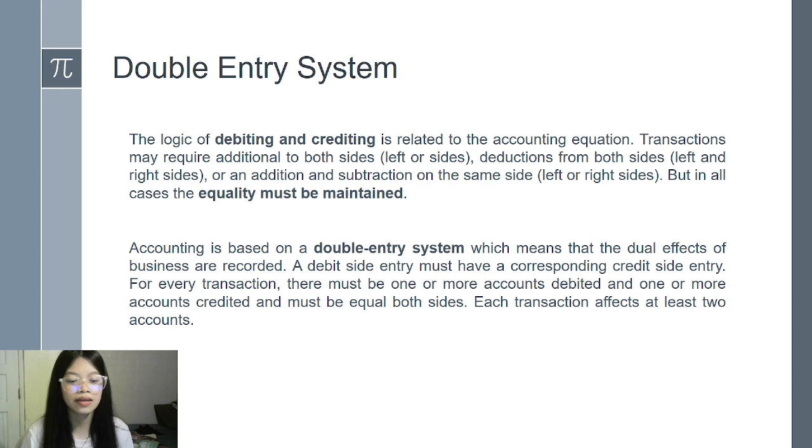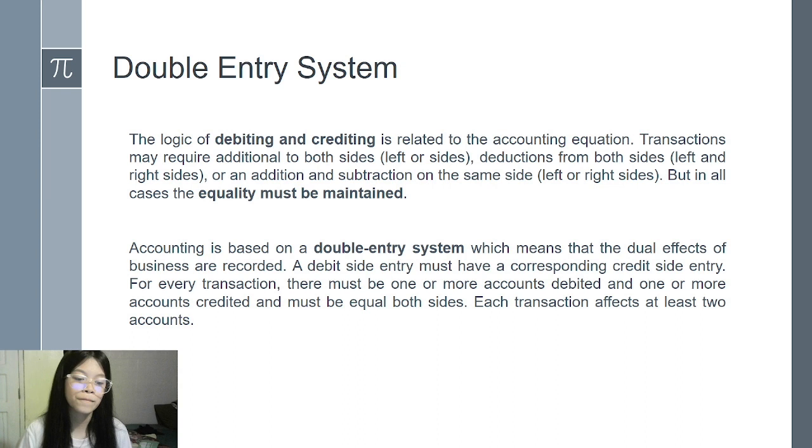So, ito raw ay isang paraan ng pagre-record ng mga transaction ng business. Ang entry ay recorded in at least 2 accounts, which is a debit and credit. Ang mga amounts recorded sa debit ay dapat equal din sa amount recorded sa credit. So, debit and credit has rules on accounts.